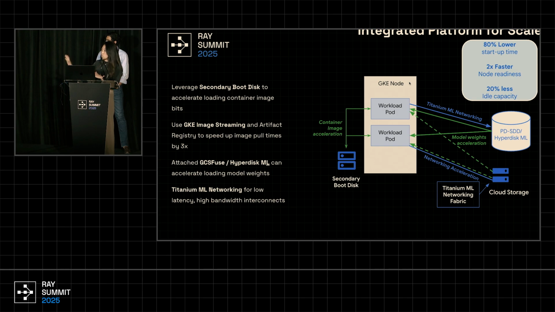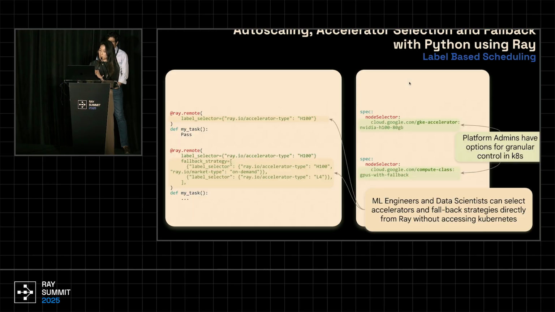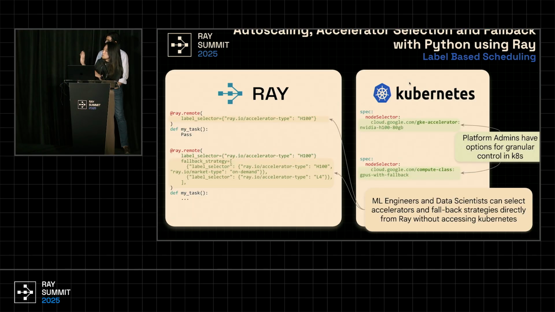All this on GKE is meaningfully performant, so you can see 80% lower startup time, 2x faster node readiness, and 20% less idle capacity. This, real quick, label-based scheduling is important here, especially in the times that we live in with GPU shortage.